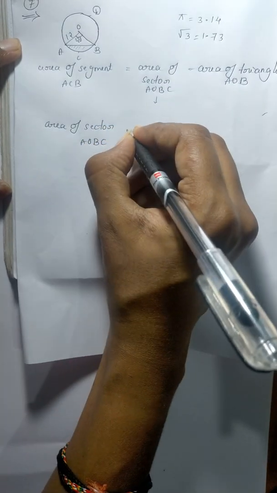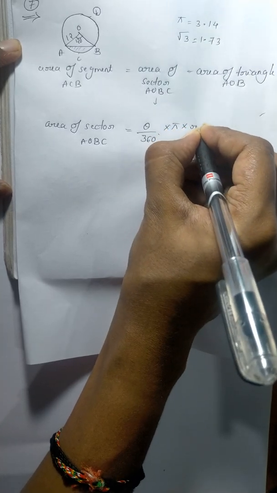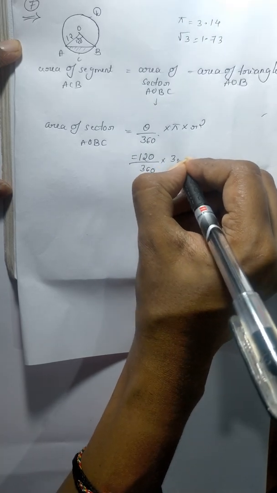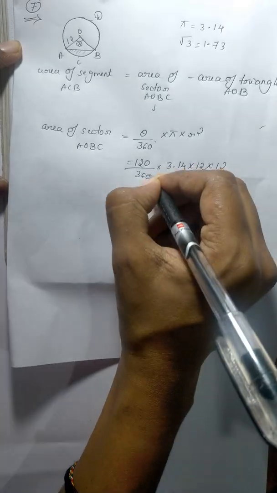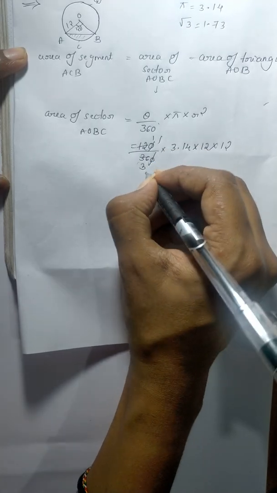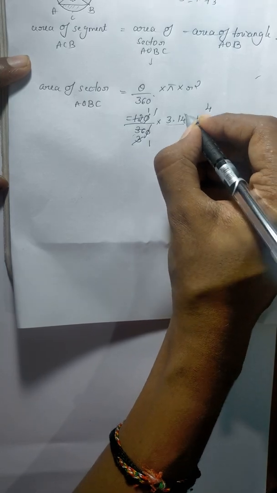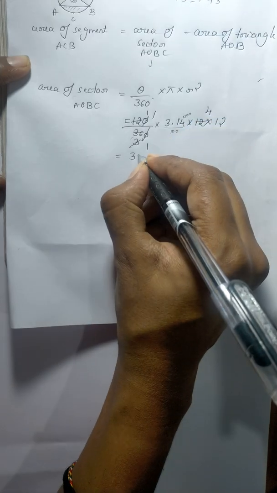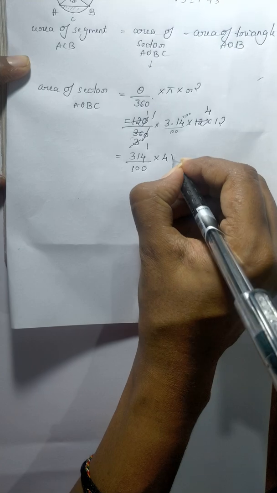So area of the sector AOBC is equal to theta divided by 360 into pi r square. So theta is given as 120 divided by 360. Pi is given as 3.14 into radius is given as how much? 12. 12 into 12, 12 ones are 12, 3s are 36. So remaining it is 3.14. So I'll multiply this one by 100 divided by 100. So decimal will shift, 314 divided by 100 into 4 into 12 remaining.